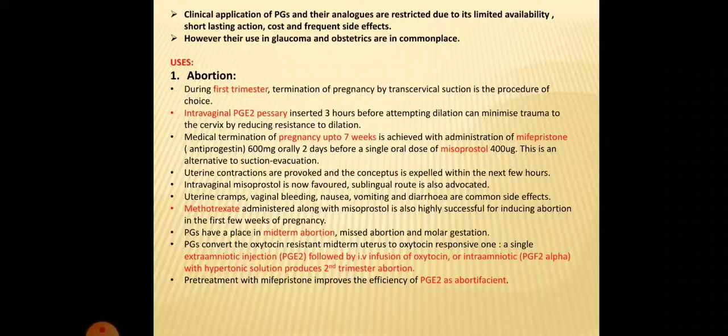The prostaglandins will convert the oxytocin-resistant midterm uterus to an oxytocin-responsive one. And for this, we can use a single extra-amniotic injection of prostaglandin E2 followed by IV infusion of oxytocin, or an intra-amniotic PGF2 alpha with hypertonic solution produces the second trimester abortion, and the pre-treatment with mifepristone improves the efficiency of prostaglandin E2 as abortifacient.